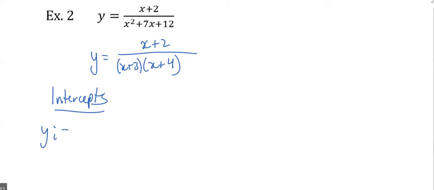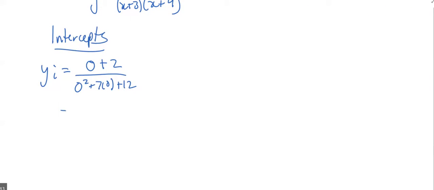The y-intercept is when x equals 0. So 0 plus 2 over 0 squared plus 7 times 0 plus 12. So 2 over 12, which is 1 over 6, which is about 0.17.